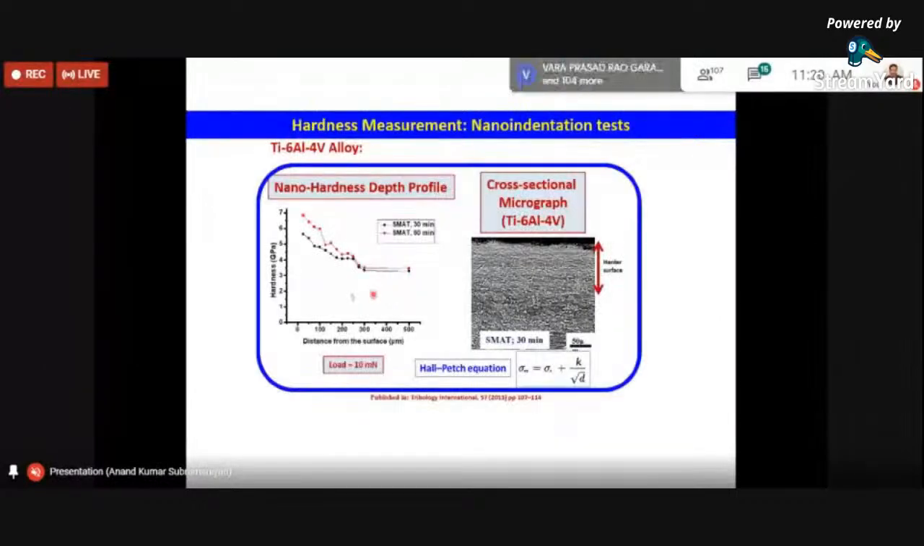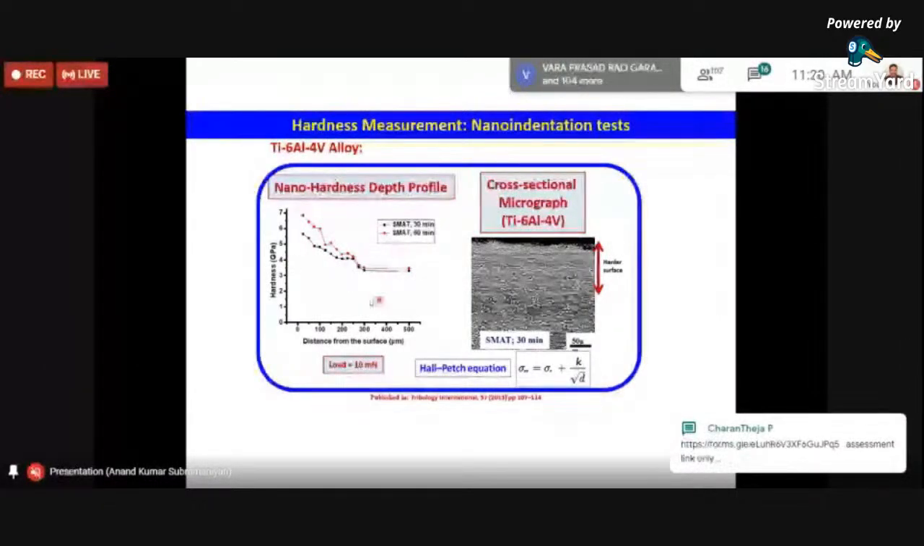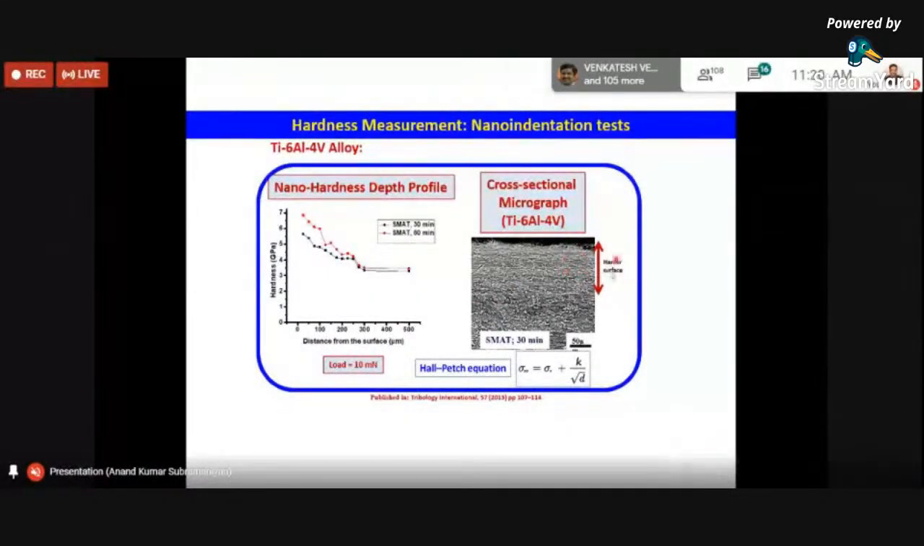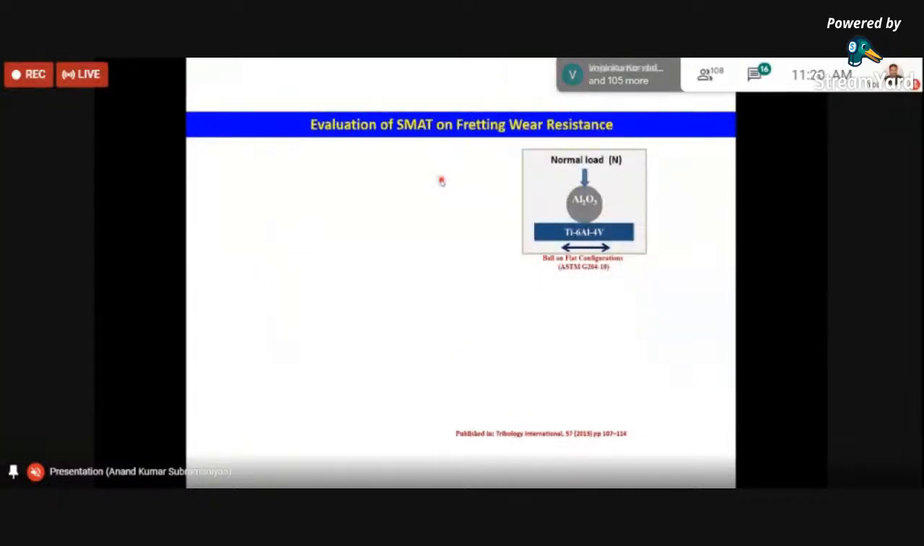And the nano indentation hardness measurement, of course, we saw that, which can be correlated with the work hardened or harder surface from the Hall-Petch relationship. This increase in hardness has been obtained. And now, quickly looking at the wear resistance performance of this particular SMAT process, right?